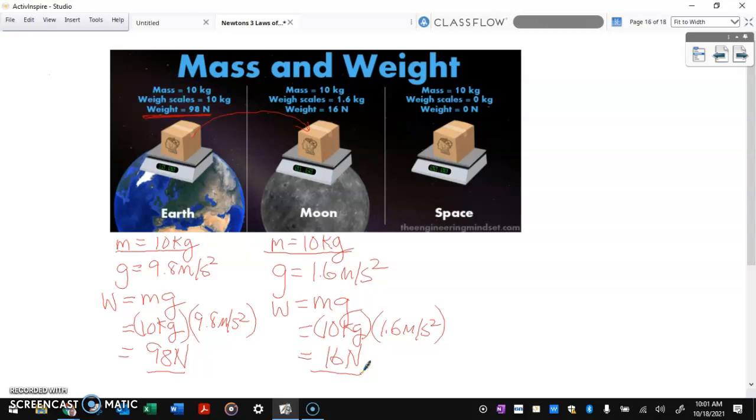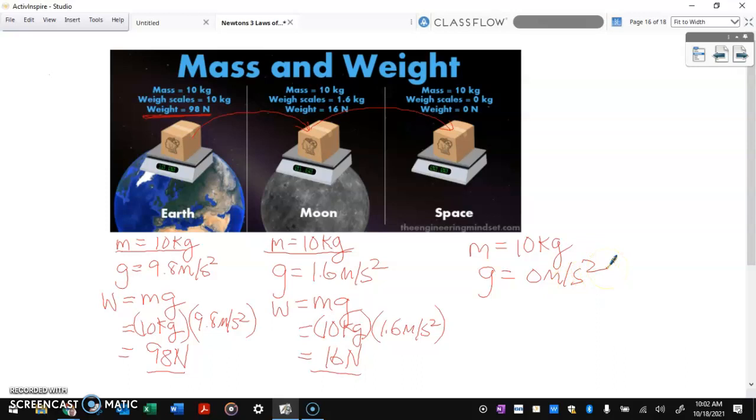Now, finally, let's go to the weight of an object. We're going to put this object now on a spaceship, and this object's floating in space. Well, the mass of the object is 10 kilograms. And because the object is not on a planet or a moon, it's in space, it has very little gravitational attraction to it. It's just floating in space. The gravity is 0 in space. 0 meters per second squared.